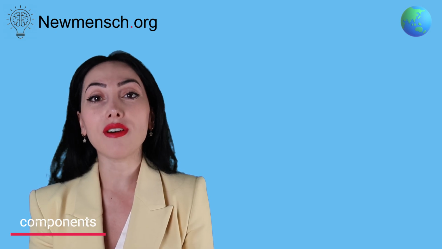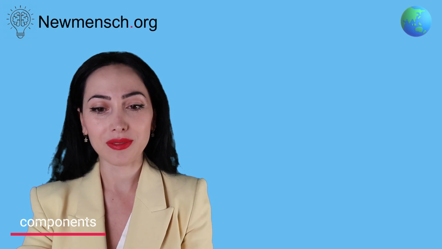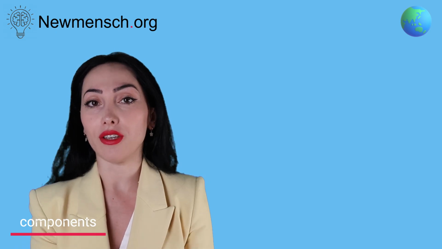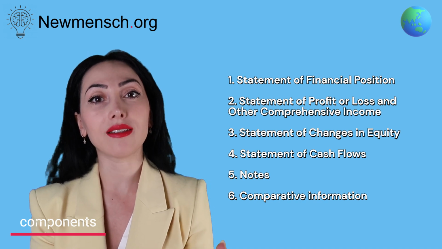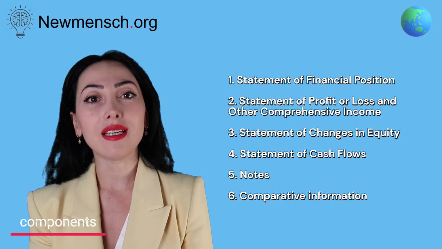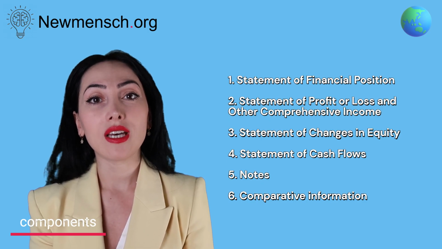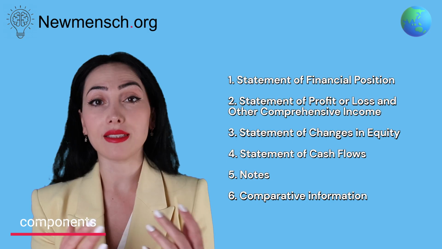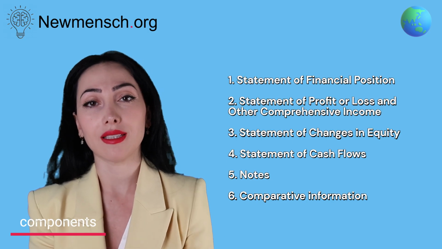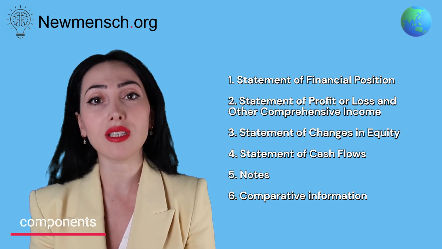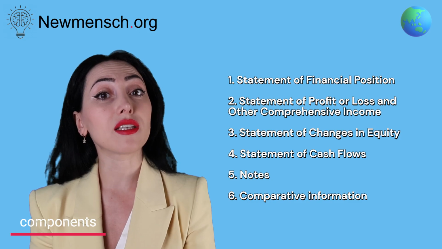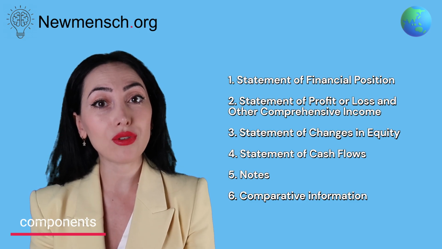Let's have a look at what IFRS requires, what the mandatory components of financial statements are. We have here the statement of financial position, or balance sheet, at the reporting date. Then comes the statement of profit or loss and other comprehensive income, as a single statement or separate statements, for the period. After that we have the statement of changes in equity for the period, then the statement of cash flows for the period.